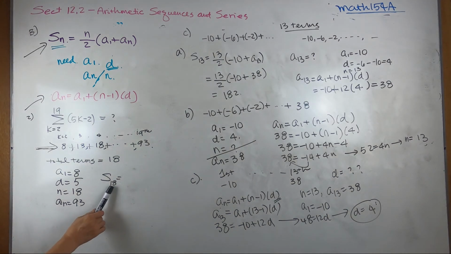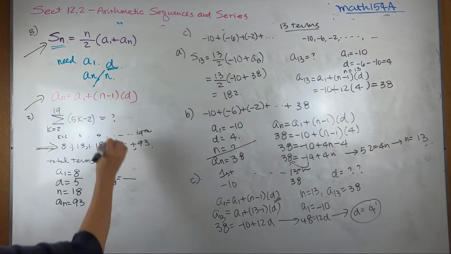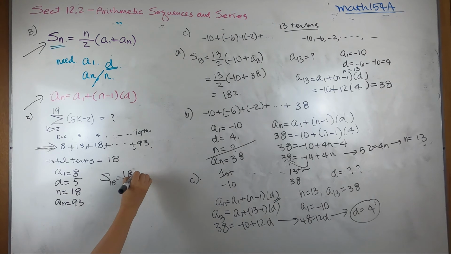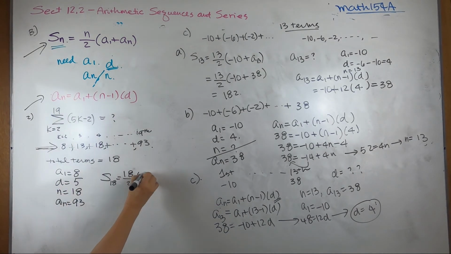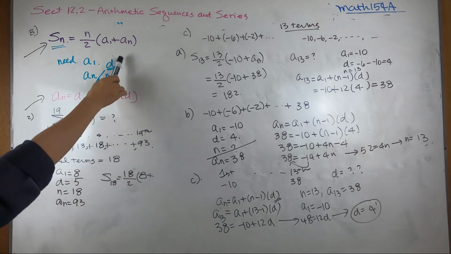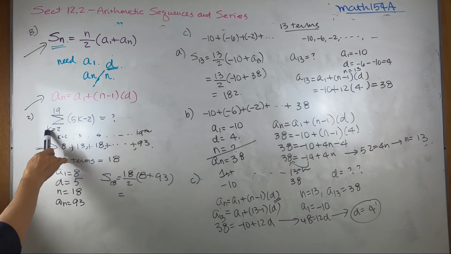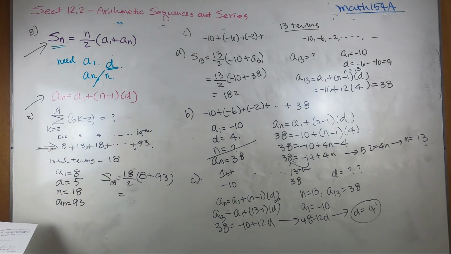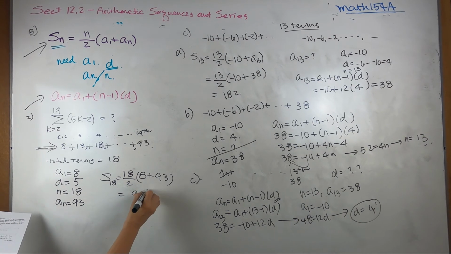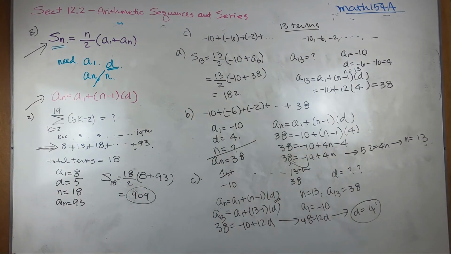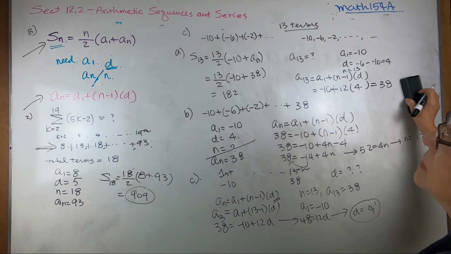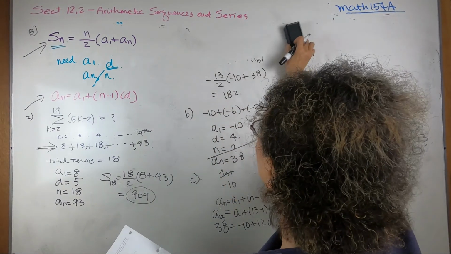How do we plug in? Here. So n over 2, 18 over 2, A1 is 8 plus AN, right? It's 93. That's what you need to do to find this sigma. That's how it works. Then you do that, you find out it's 909. Got it? What you hear is kind of straightforward. It seems, right? You just follow through.